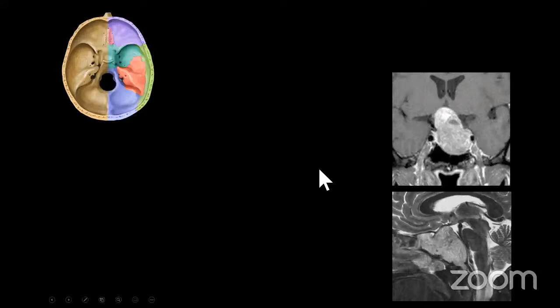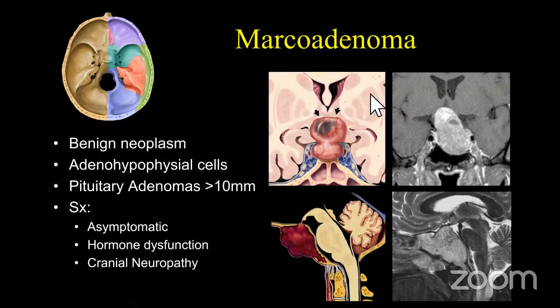Now we'll move on to, again, a few lesions that are involving that central skull base. I think we'll all make the diagnosis here. This is a mass that's involving the central skull base, expanding the sella, going through the diaphragma sella, extending into the suprasellar cistern and abutting the optic chiasm. But we can all make the diagnosis that this is just a classic macroadenoma.